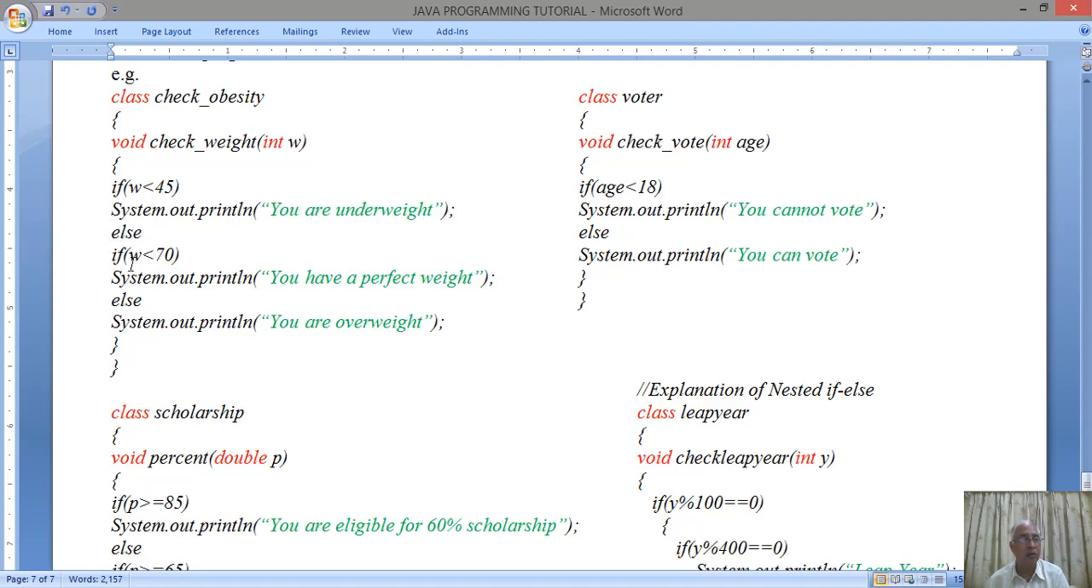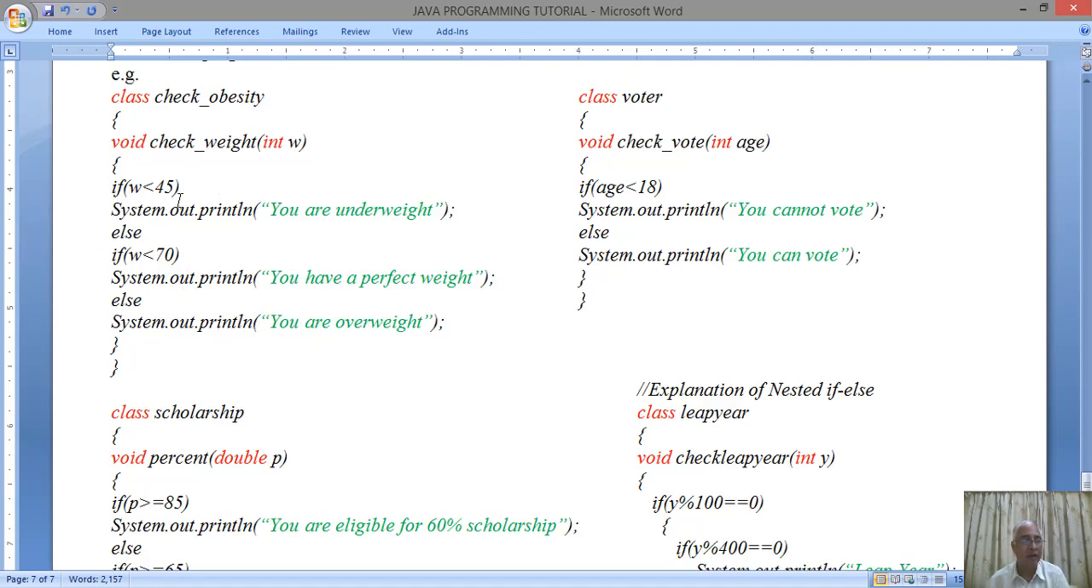Else, if w is less than 70, which means the person's weight is between 45 and 69, that is 45, 46, 48 up till 69, then we will print "you have a perfect weight". Else, System.out.println "you are overweight", meaning if the person's weight is 70 or above, then the computer will print you are overweight.